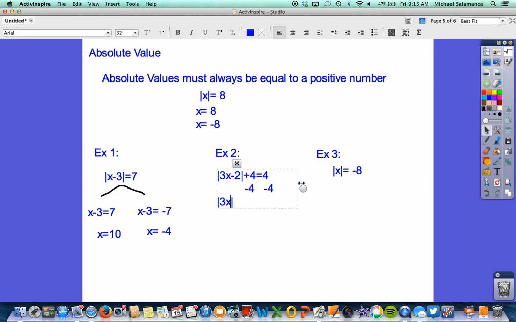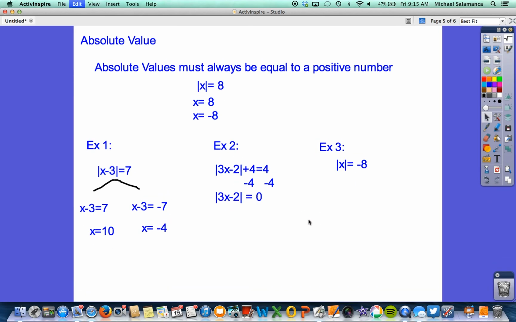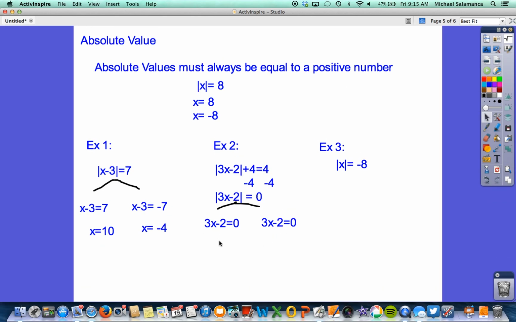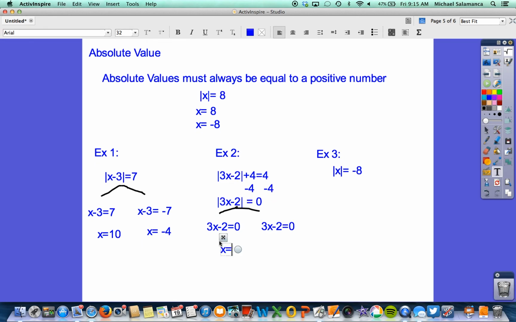And we get the absolute value of 3x minus 2 equals 0. Now that the absolute value is isolated, now we split it. So we get 3x minus 2 equals 0. And 3x minus 2 equals what would be negative 0. But since there's no such thing, we just solve it. And we get x is equal to 2/3.